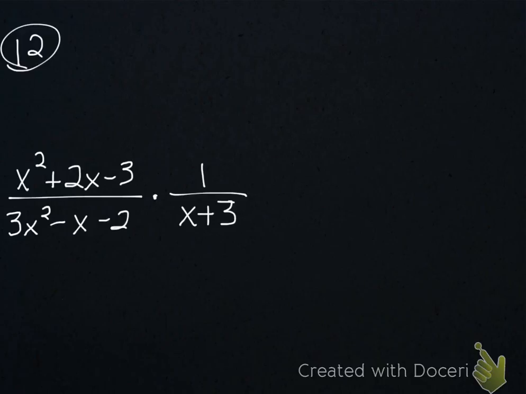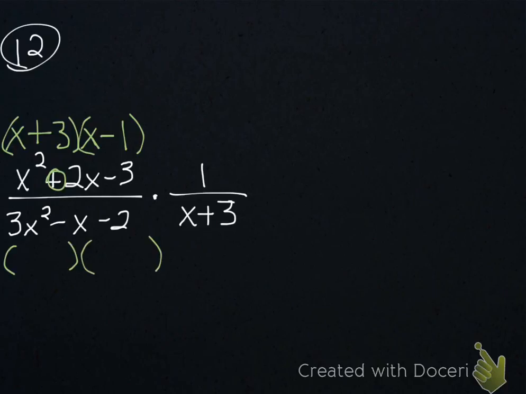Number 12. Factor the top, the numerator of the first fraction. What multiplies to give me 3? Well, that's just 3 times 1. What's going to be the signs? The 3 is going to be positive just like the middle term, and the 1 is negative.